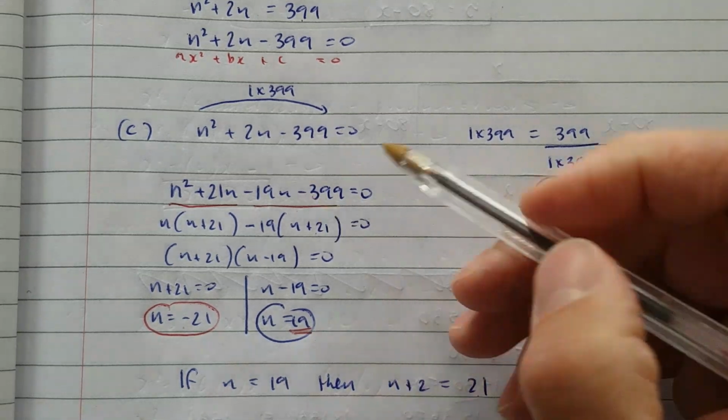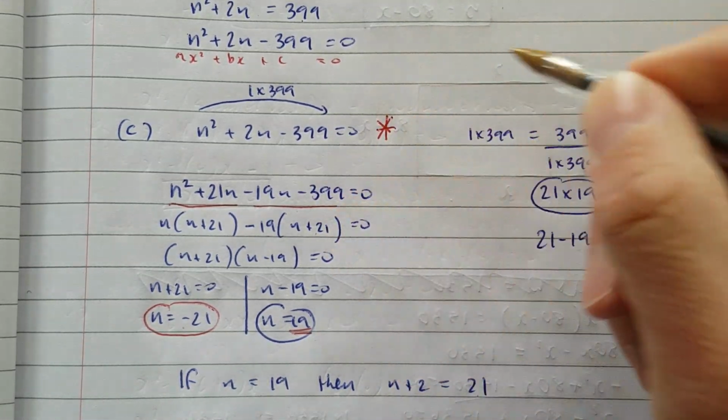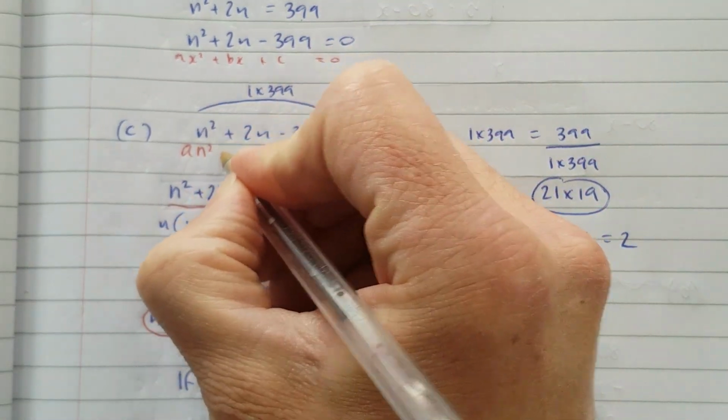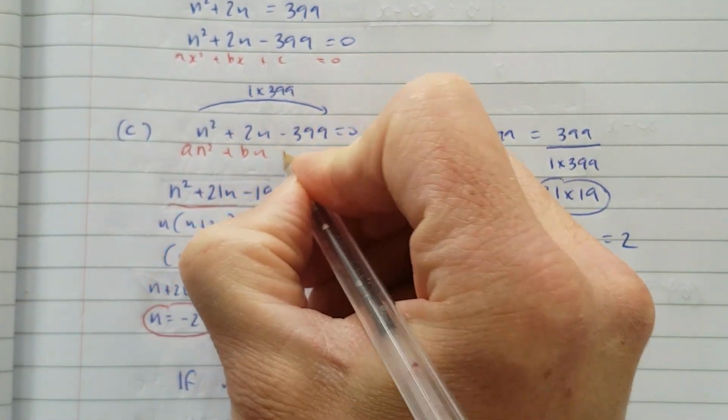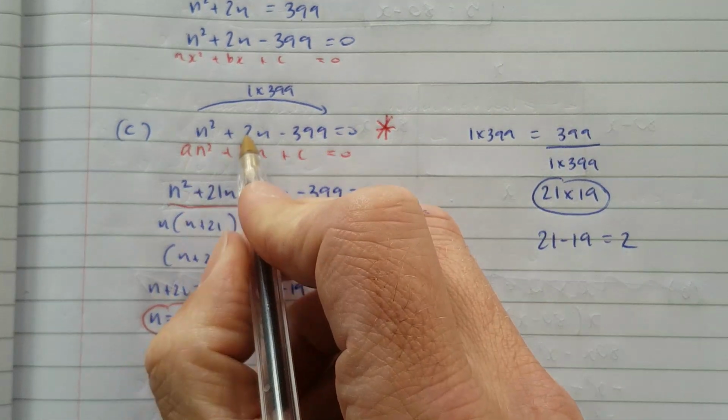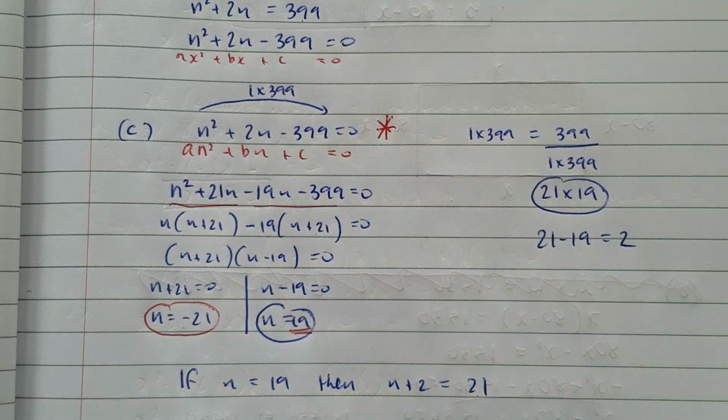Now look, if you got to this point and you couldn't find factors, you could do ax squared plus bx plus c is equal to 0, where your a value is 1, your b value is 2, your c value is minus 399, and you could sub it into the quadratic formula.